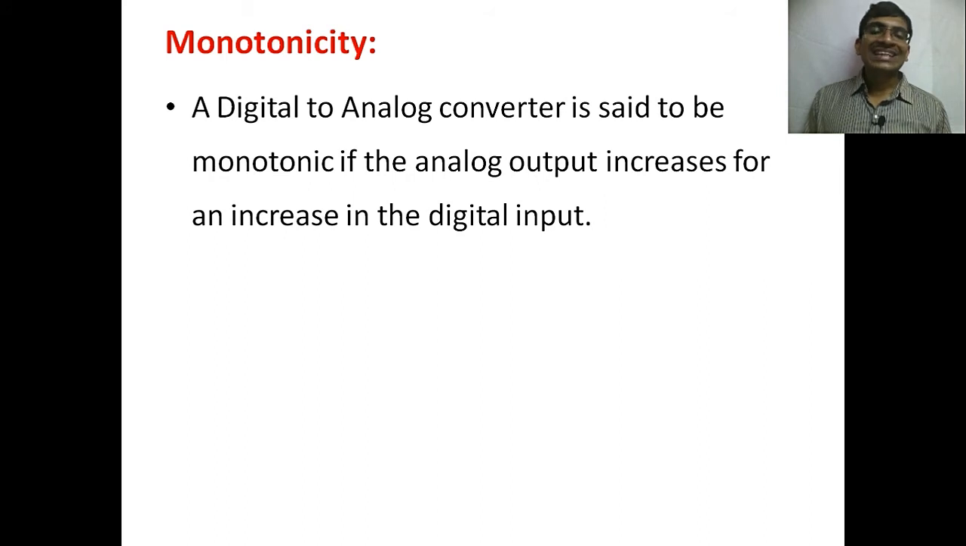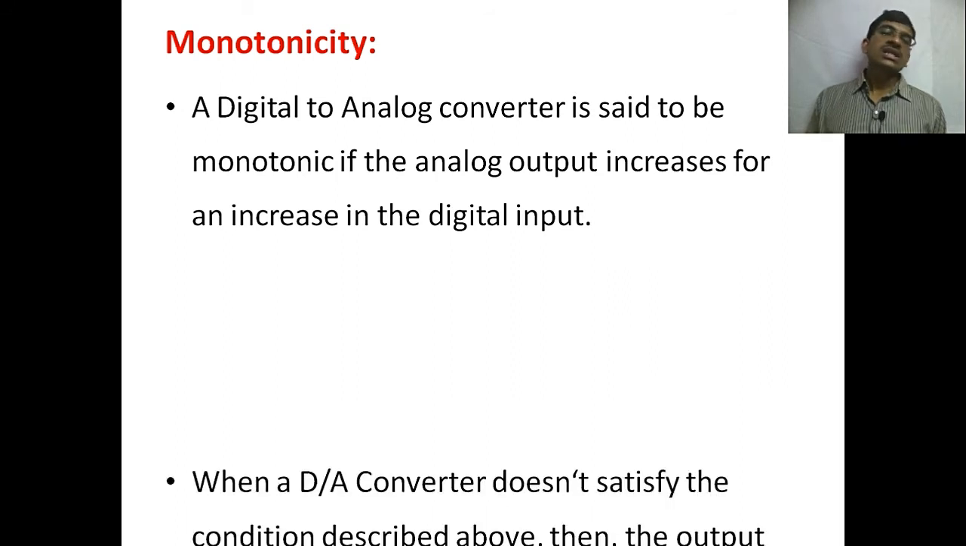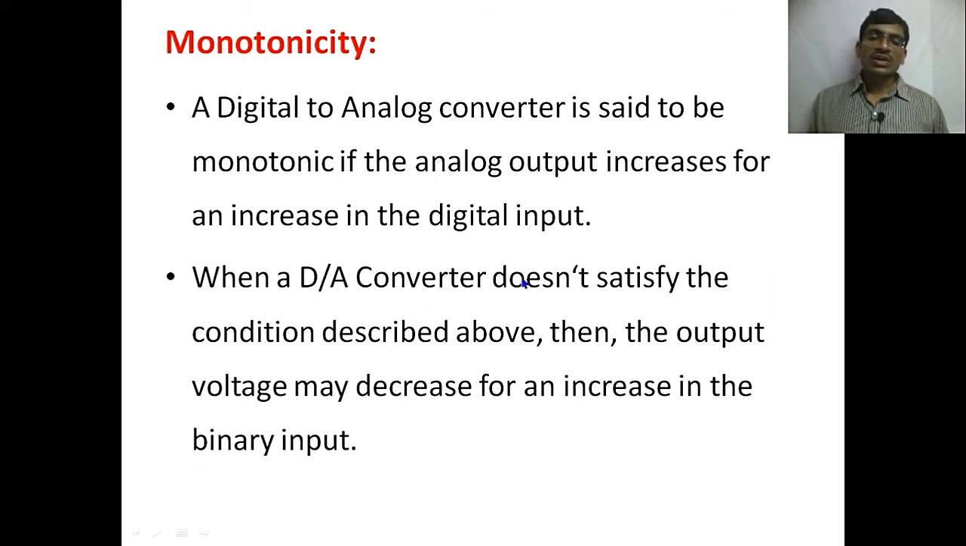Monotonicity. A digital to analog converter is said to be monotonic if the analog output increases for an increase in the digital input. Which means that if the input is changed, then the output should also change. Then it is called monotonic. When the digital to analog converter does not satisfy this condition, the output voltage may decrease for an increase in the binary input.